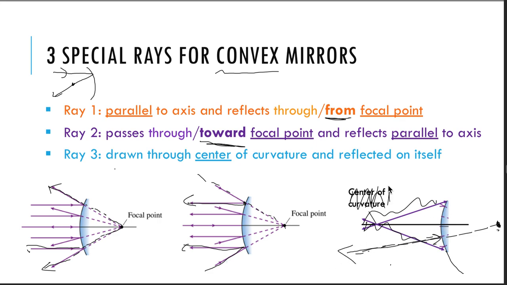If you have a ray coming from over here toward that center of curvature, it's going to reflect right back in the same exact direction. So I should actually replace this to toward the center of curvature.